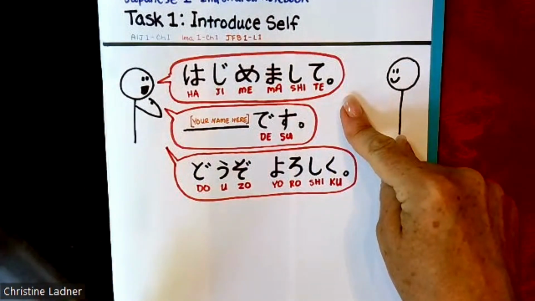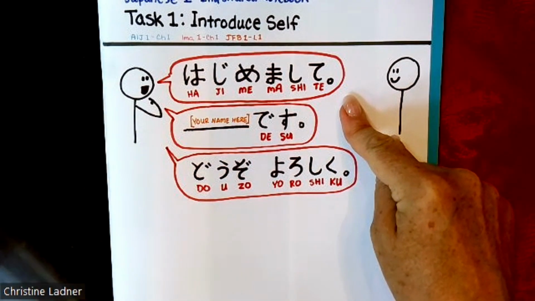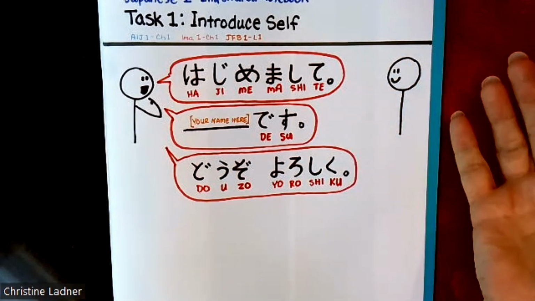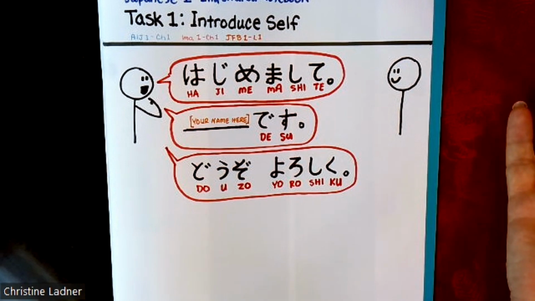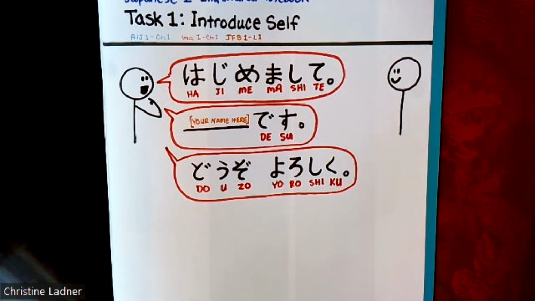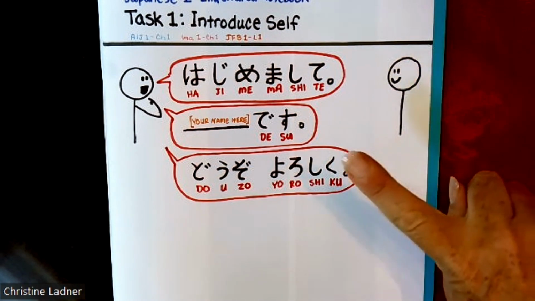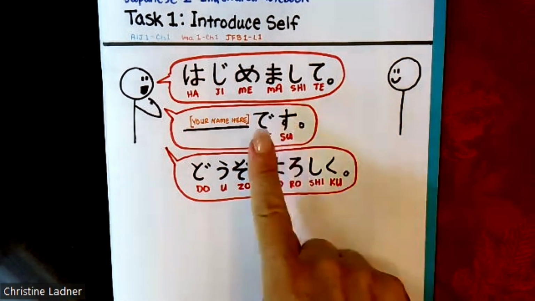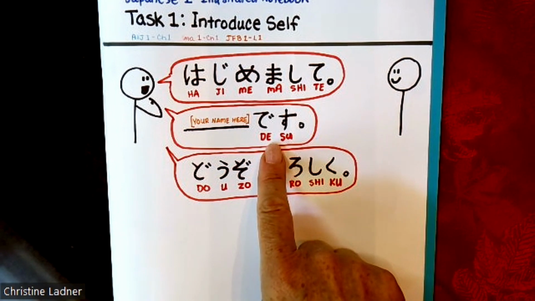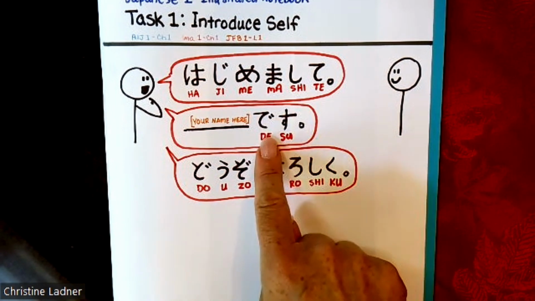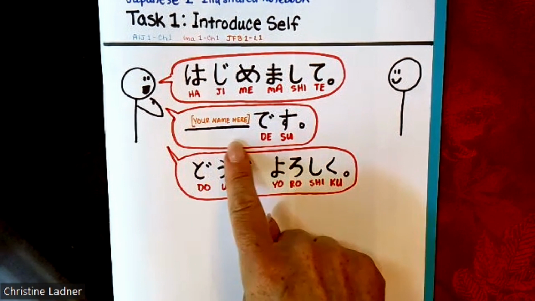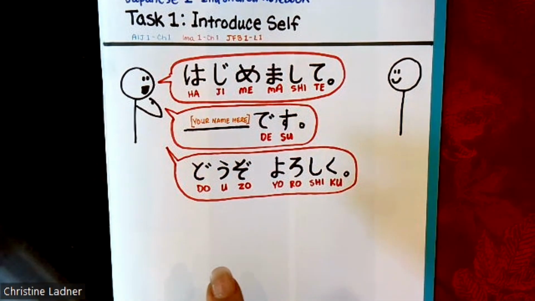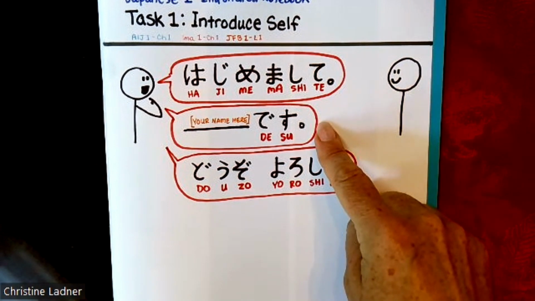Hajimemashite literally means it's the first time, like it's the first time we met. In English, we don't really say that, but we might say something like, oh, I don't believe we've met before. So think of it that way. Your name, desu, just means I am your name. There are more formal versions of this ending, like Smith to moshimasu, but for a beginner, desu is perfect.